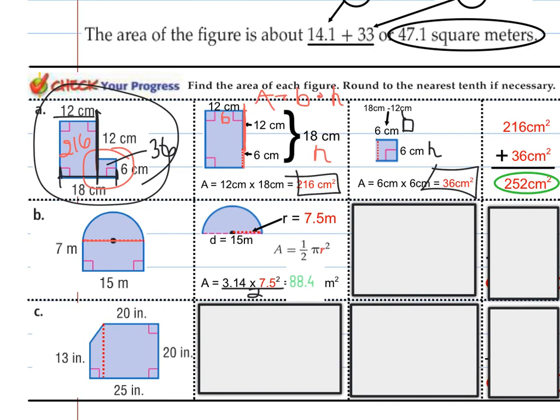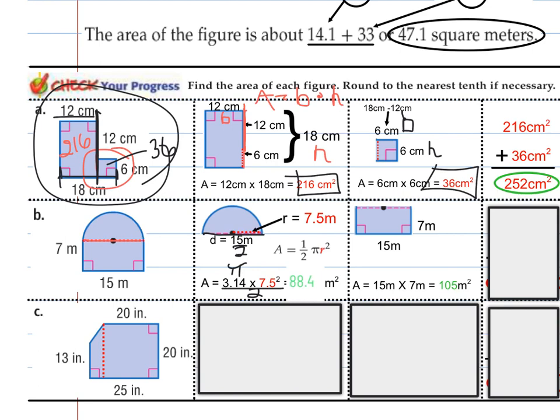The 1/2 comes from the fact that it is a half circle, not a full circle. So plugging in what we know, we have 3.14 or pi times 7.5 squared divided by 2. When we plug that in, we get 88 and 4/10 meters squared. The 7.5 came from the diameter of 15. We know the radius is half the diameter, so we divided that by 2 to get that 7.5.